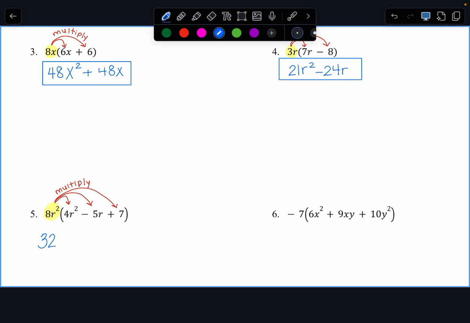How many r's are there? If we do r to the second times r to the second? R to the fourth. Good. 8r to the second times a negative 5r gives us a negative 40. R to what power? Third. Good. And then 8r to the second times 7 gives us a positive 56r to the second.